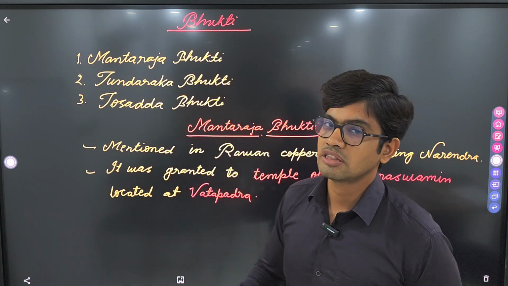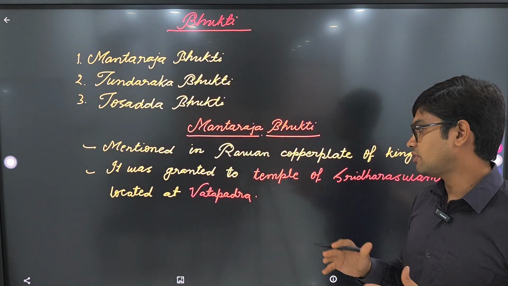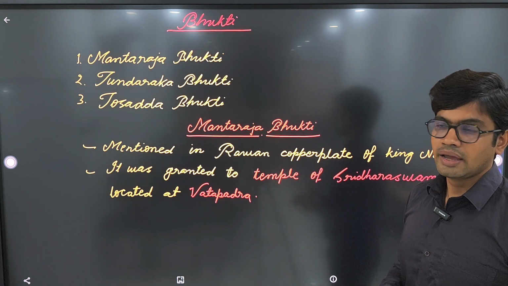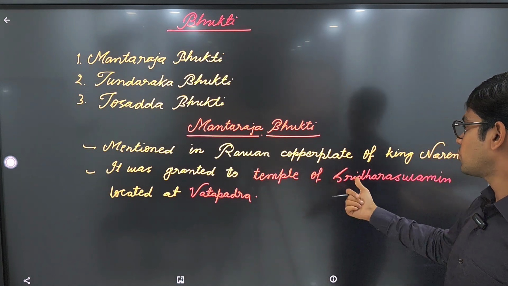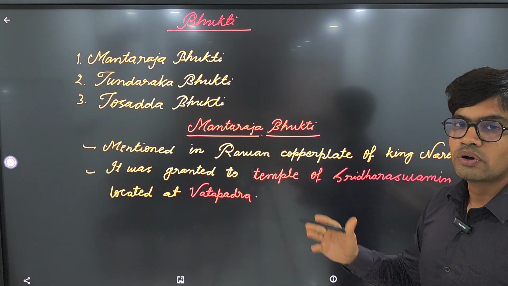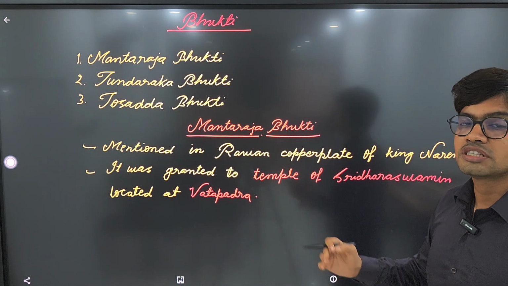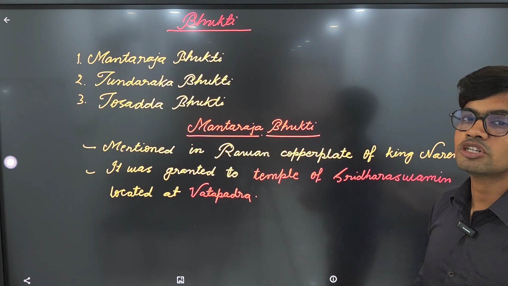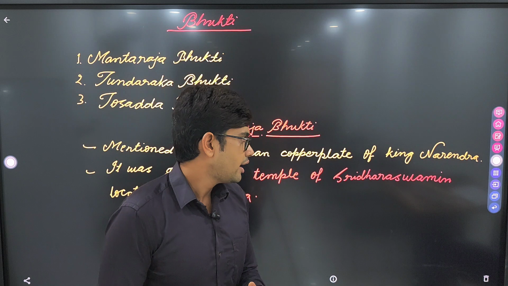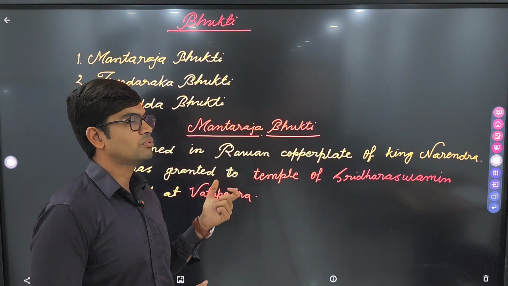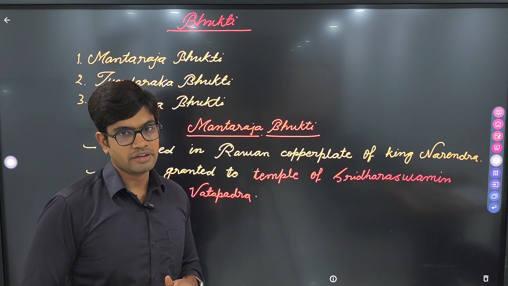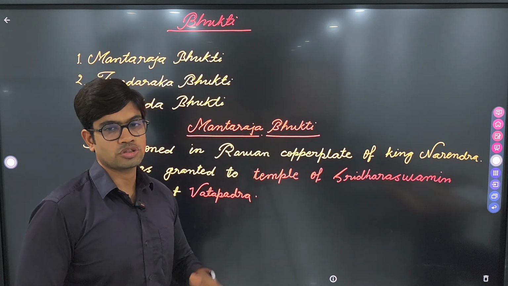Where Vatapadra was located has not been identified, but Mantaraja Bhukti was an administrative unit mentioned in the Ravan copper plate of King Narendra, and it was donated to Sridhar Swamin Temple, which was located at Vatapadra. The place Vatapadra and this entire Mantaraja Bhukti, where it lay, has not yet been identified. So this was one Bhukti.